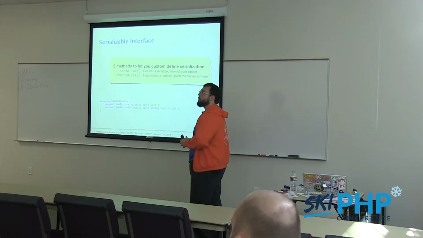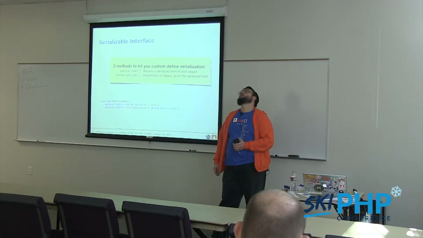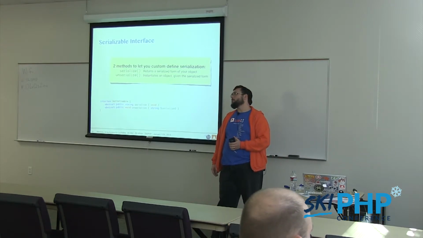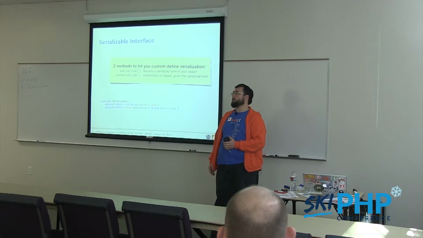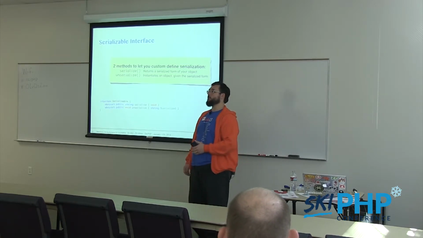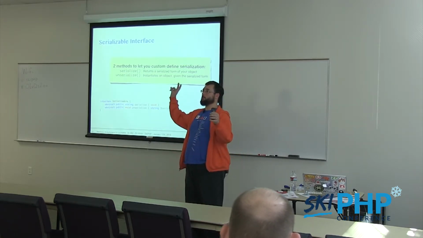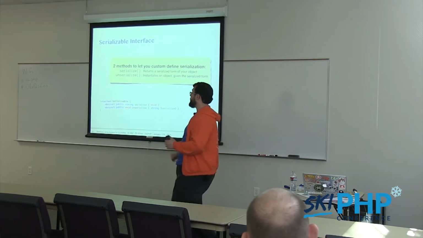It doesn't work on resources, though. Does not work on resources, and there's something funky about objects sometimes. I'm trying to remember what that is. Oh, if you serialize an object, make sure when you unserialize it that that object has been defined. Because it will simply store it as, yes, here's all this data, and it was an object of type user. If you try to unserialize and don't have type user defined, you get an error.